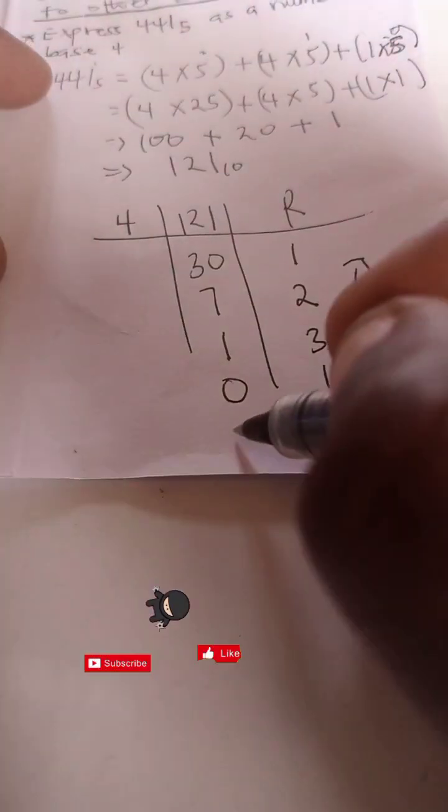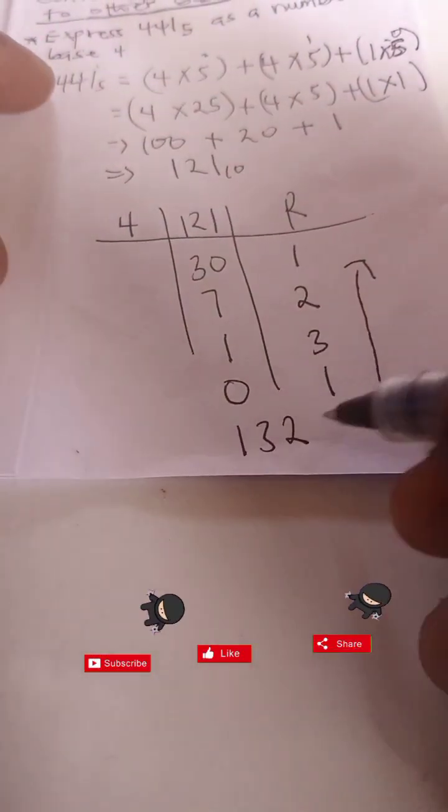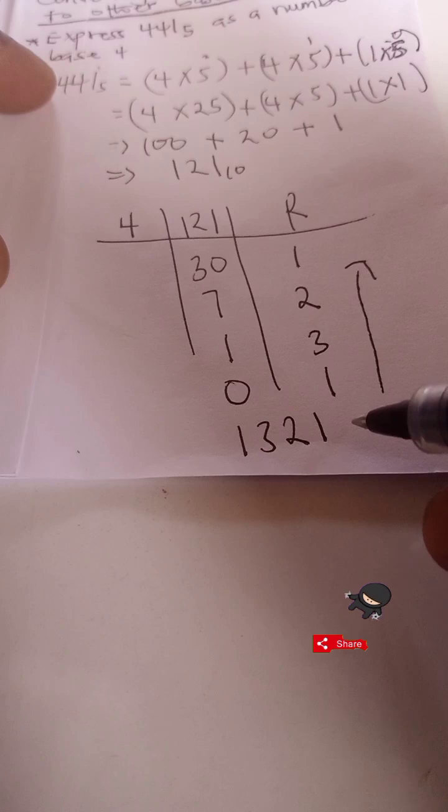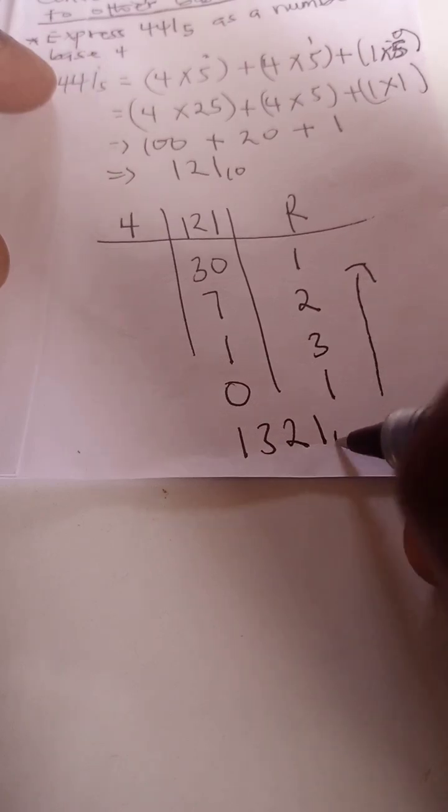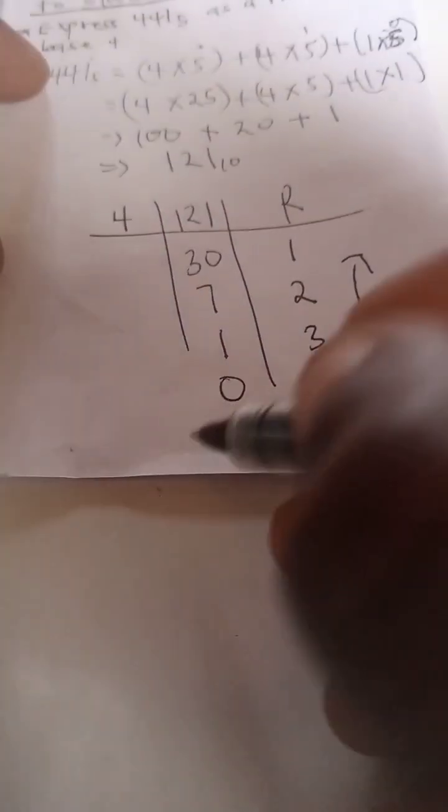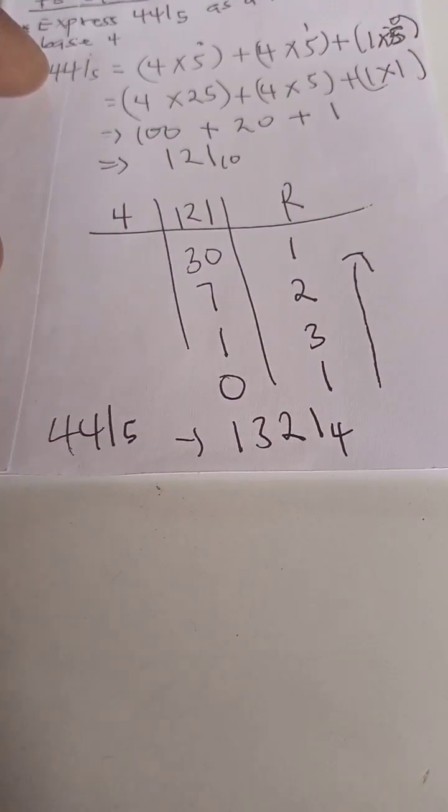So that will be 1321 base 4. It means that converting 441 base 5 to base 4 is 1321.